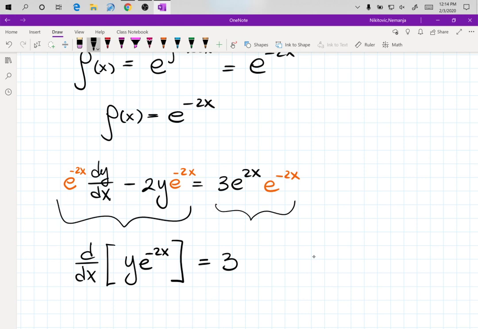Because I'm still going to write it. x to the m times x to the n is x to the m plus n. So I add exponents. 2x minus 2x is 0. e to the 0 is 1. 1 times 3 is 3.